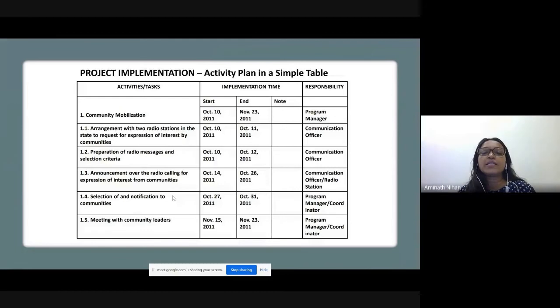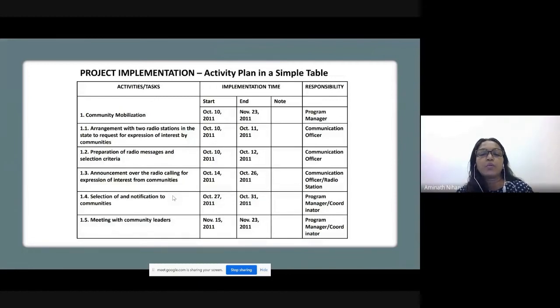Next column, you can see the implementation time. Start date, end date, and you can leave a blank space there to note down what happened, because that will be important for your evaluation and monitoring as well later, what things you could achieve and not. And you will also know, if you are later following up, why these things happened or not, or what are some of the difficulties you faced. Or here you can even write other information that is important for you, right? So start date, end date, leave a column for notes if you like.